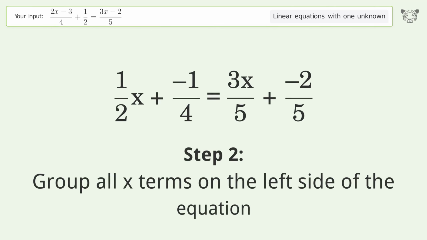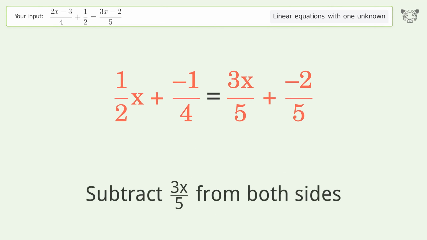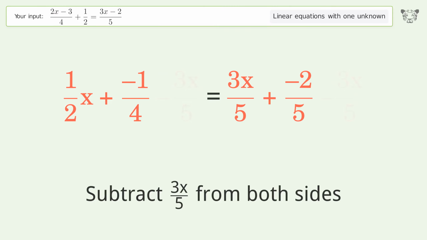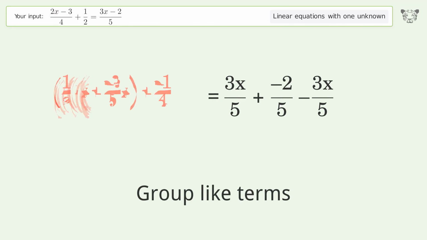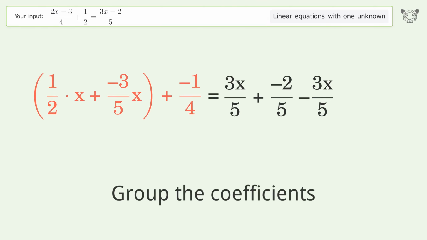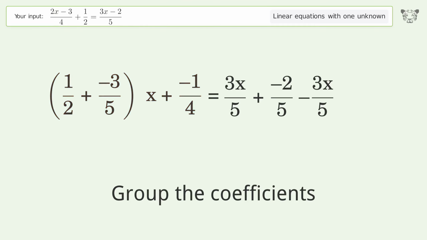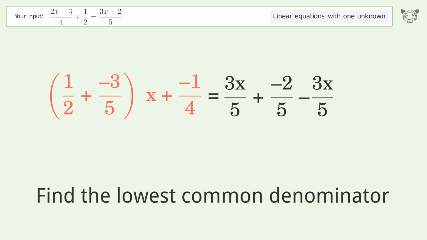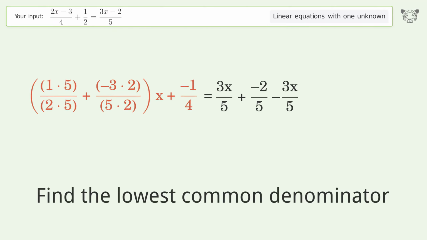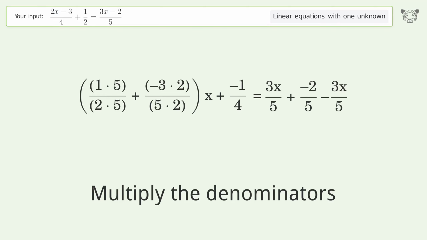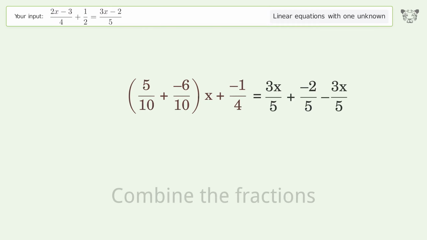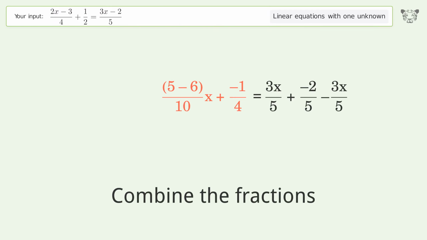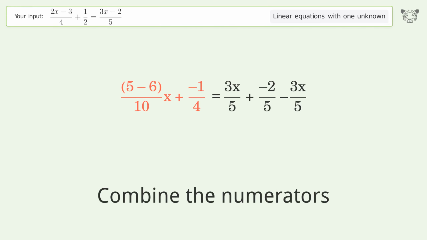Group all x terms on the left side of the equation. Subtract 3x over 5 from both sides. Group like terms. Group the coefficients. Find the lowest common denominator. Multiply the denominators. Multiply the numerators. Combine the fractions. Combine the numerators.